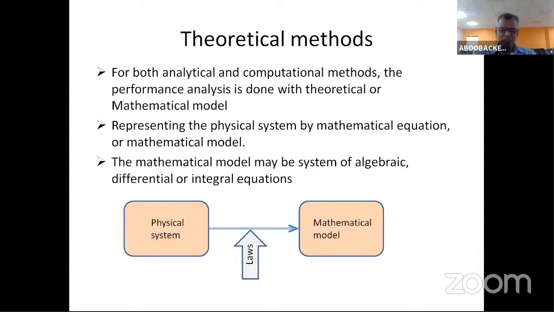These physical laws are all the outcome of experimentation or research conducted by many researchers and scientists over a long period of time. Historically, people have done many researches and investigations, and all these results are formulated as laws. Those laws are used in representing the physical system in terms of a mathematical model. So this mathematical model is the base for the theoretical method, whether it is the analytical method or the computational method. How to solve this mathematical model is the question.